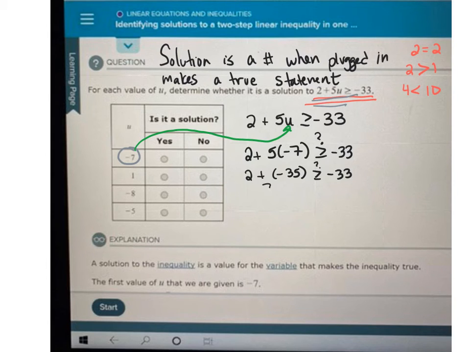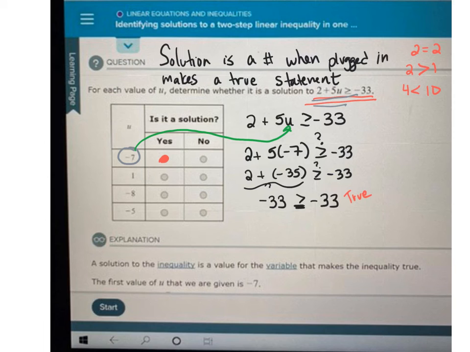And then 2 plus -35, you could use your calculator, or we know that is -33. Now the question, is negative 33 greater than or equal to negative 33? Well, it's not greater than it, it's the same. So because of the equal sign on the bottom, this is actually true. So this is a solution. When it's true, we say it's a solution. When it's false, we say it's not.